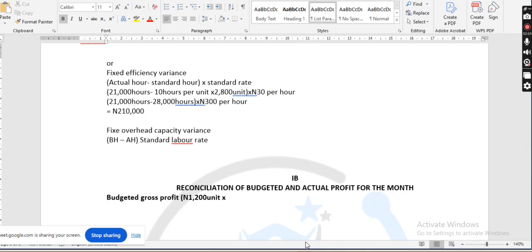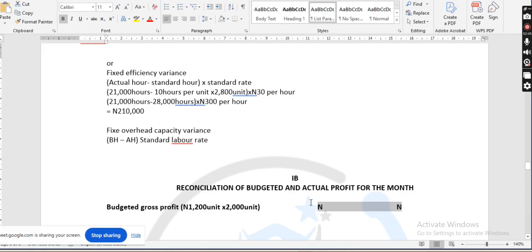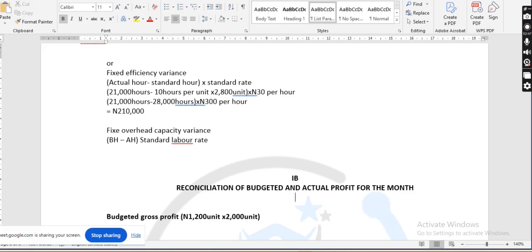So, what is the budgeted unit? 2,000 units. Now, what is the figure? 240,000 units. Okay, 2,400,000. That's true. 2,400,000. Sorry for that. That's fine. 2 million, how many minutes? 5 minutes.